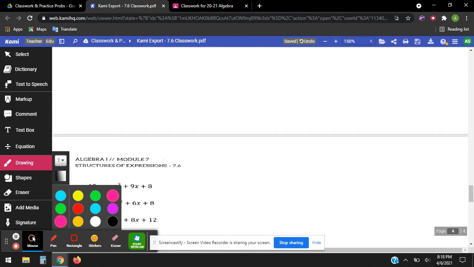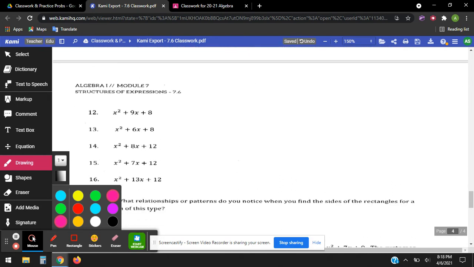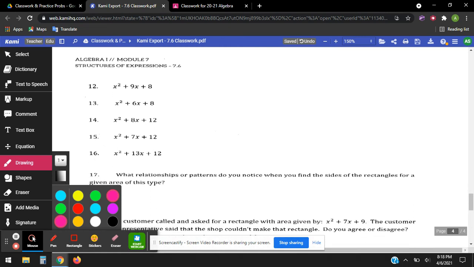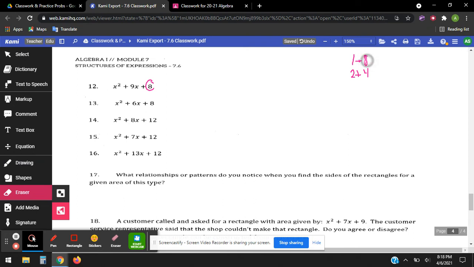Let's do the next page. Just cruising with these guys. All right, so now let's see if we can break up these guys and figure them out. Okay, so I need factors of 8. So I'm just going to do this over here. 1 and 8, 2 and 4, and that's it, right? Those are the only numbers that multiply to get 8.